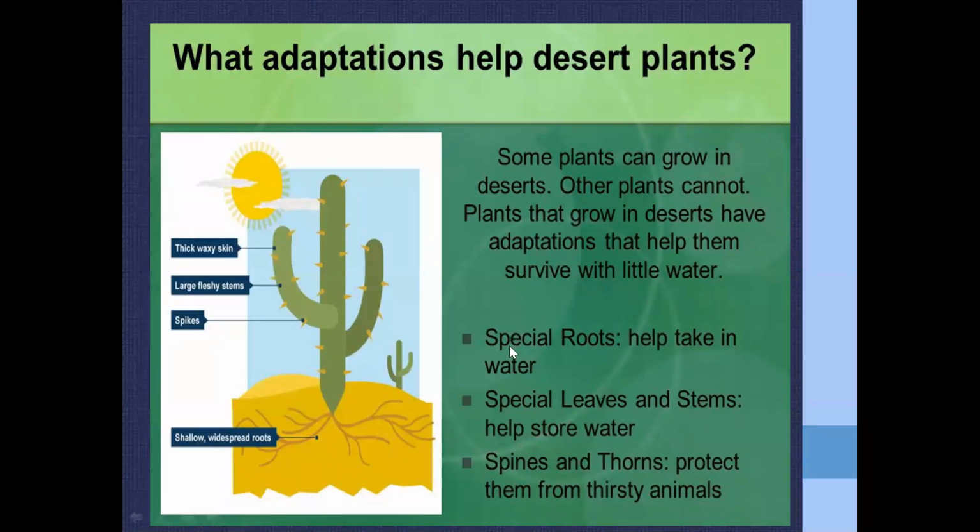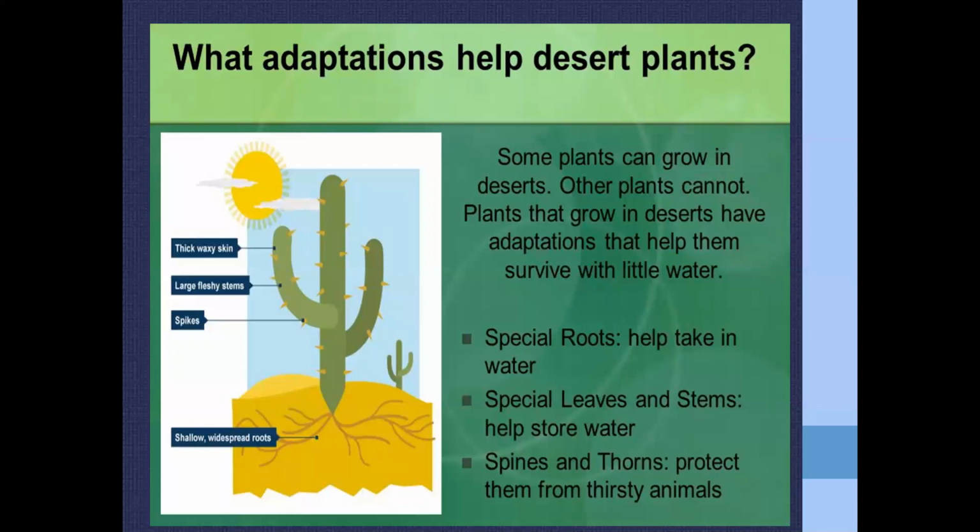Number one, they have special roots. Got it? Means they have shallow, widespread roots, means they are very shallow, spreading for a long distance in the soil. So that whatever water they get from the soil, the roots help to absorb it for the plant.